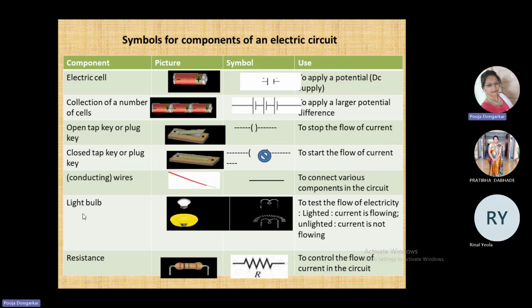Symbol. The light bulb symbol is this. This is the image, and this is the symbol in the circuit. And resistance is the picture and is shown by this symbol.